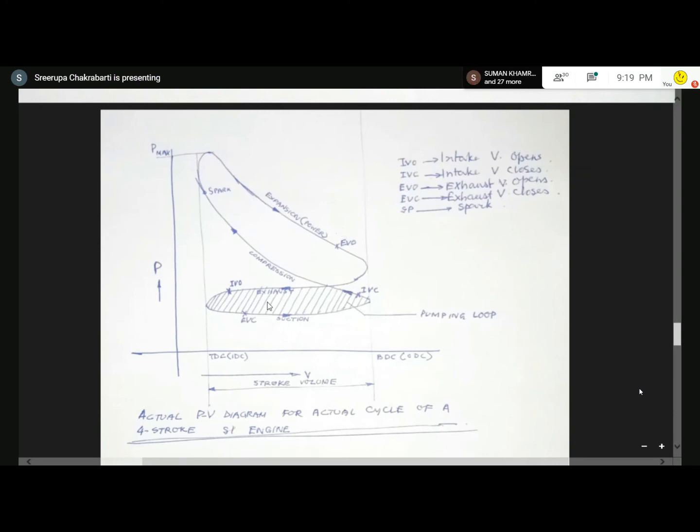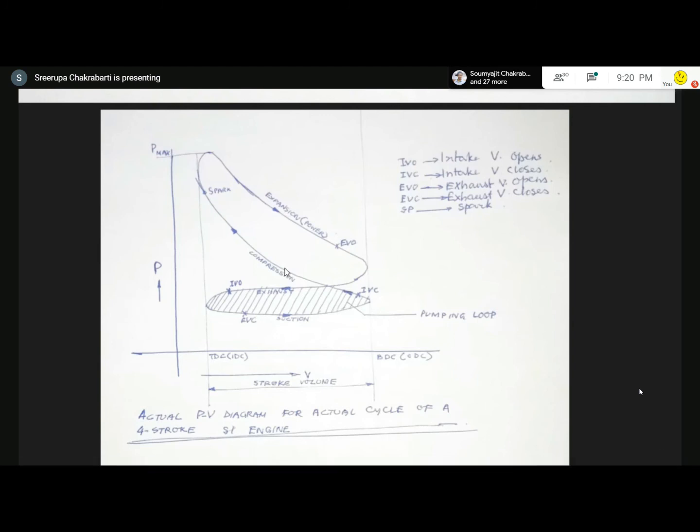So, tell me, is this part okay or not? Can you tell once more why the Pmax should be as close to the top dead center? Sir, why should the Pmax be close to the top dead center position of the piston? You understand?